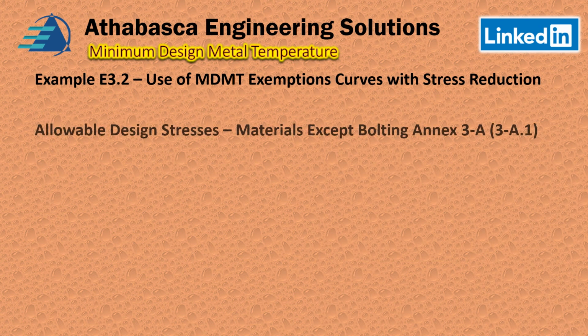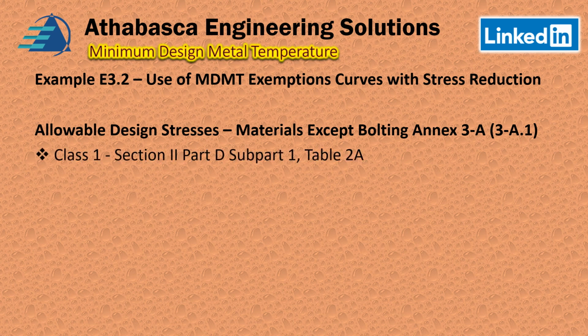In Section 8 Division 2, the 2019 version, the materials except bolting are found in Annex A3. It's sort of a roadmap of where you need to go. For Class 1 designs, we would go to Section 2, Part D, Subpart 1, Table 2A. And for Class 2 designs, we would go to Table 5A.